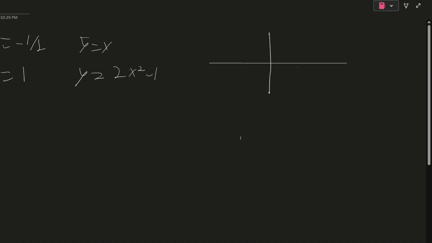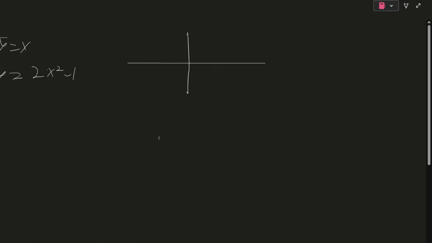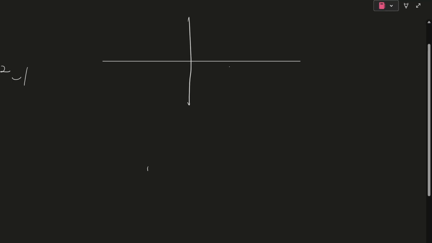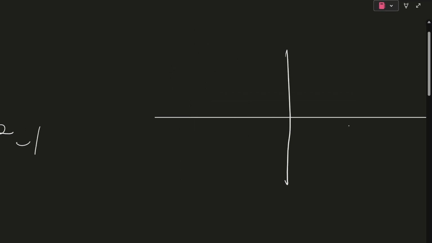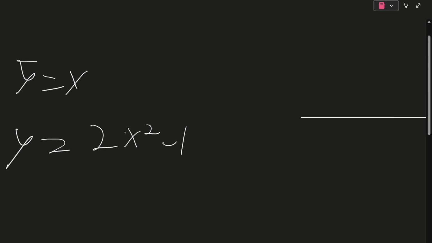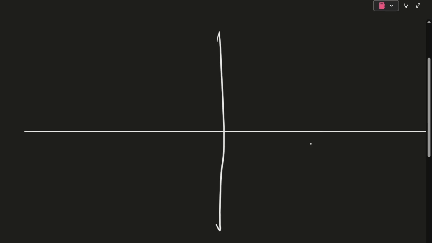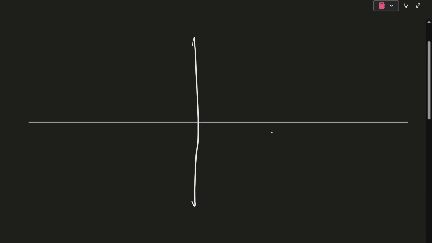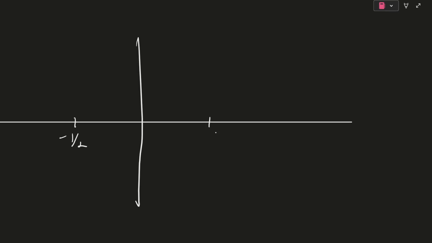And if you didn't know that, you could just plug them into our functions. Or if you were actually having to find where the two functions meet, you could have just set them equal to each other and solved for when x is equal to 0. But we don't have to do that. So we have -1/2 to 1.